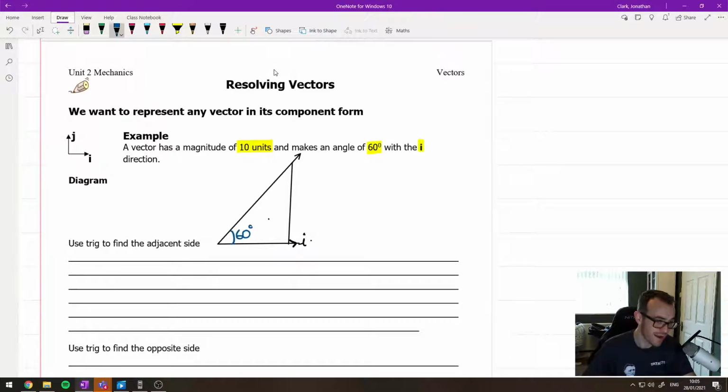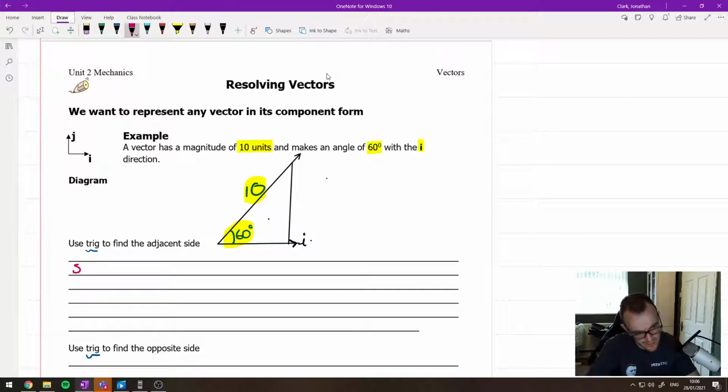We also know the magnitude of this vector. So the length of this section here, that is 10. And we're going to use trig to find the adjacent and opposite sides. Yeah, this is classic trig really. We're just piggybacking off those ideas from GCSE maths. It's nothing new. So we know a hypotenuse, we know an angle, and we're looking to find the adjacent and the opposite.